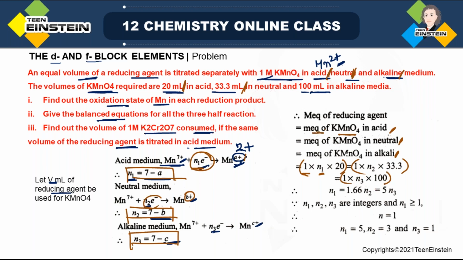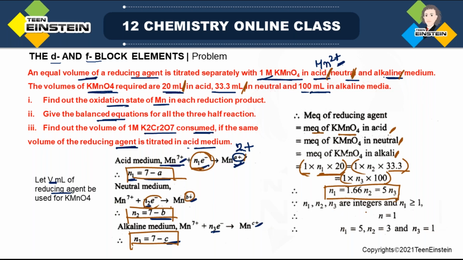Now why are we doing so? Because the calculation is not in millimoles. If it is millimoles, simply multiply molarity with volume in ml, but here it is milli equivalent. So that is why we also have to multiply the number of electrons actually involved. So now we can say that 20 N1 is equal to 33.3 N2, that is equal to 100 N3. If we simplify it, it will reduce to this type of relation among N1, N2, N3.